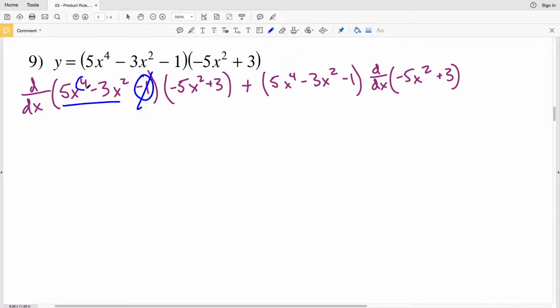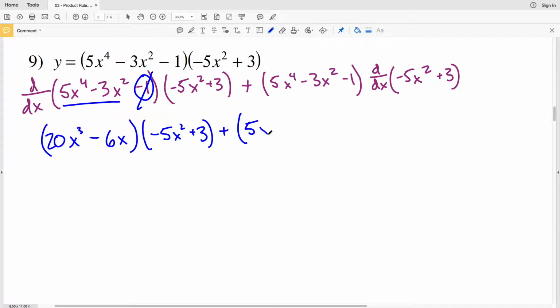So the derivative of that, 4 times 5 is 20 times x to the 4 minus 1 is x to the third, and then we're subtracting 2 times 3, which is 6, times x to the 2 minus 1, which is x to the first, or simply x. And that gets multiplied by negative 5x squared plus 3. Then we're adding that to 5x to the 4th minus 3x squared minus 1 times the derivative of negative 5x squared plus 3. This 3 is a constant, so that derivative is 0. So we're looking at negative 5x squared, which that derivative is negative 10x.